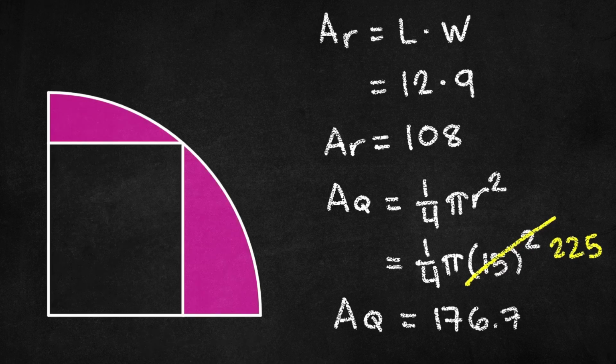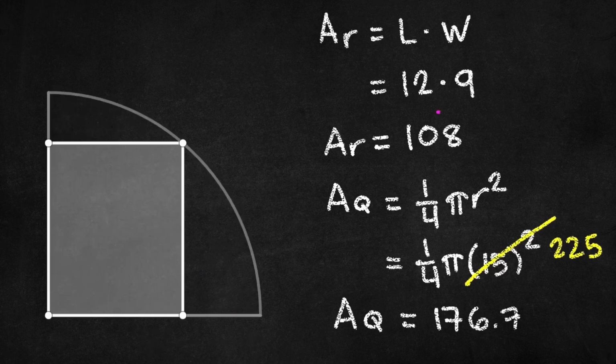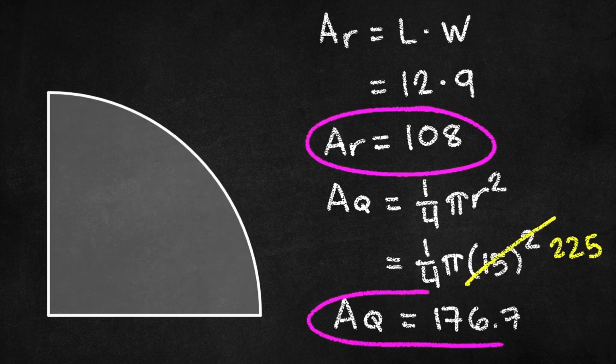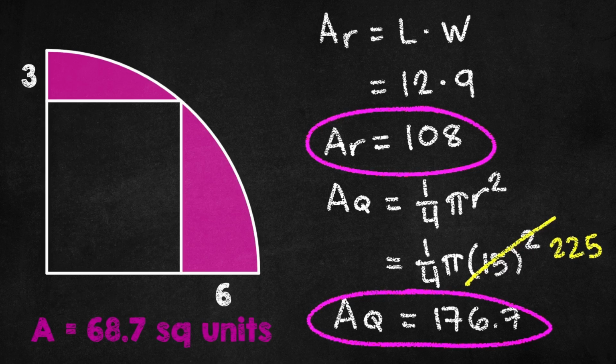Finally, we can find the area of the shaded region by subtracting the area of the rectangle from the area of the quarter circle. Therefore, the area of the shaded region is approximately 68.7 square units.